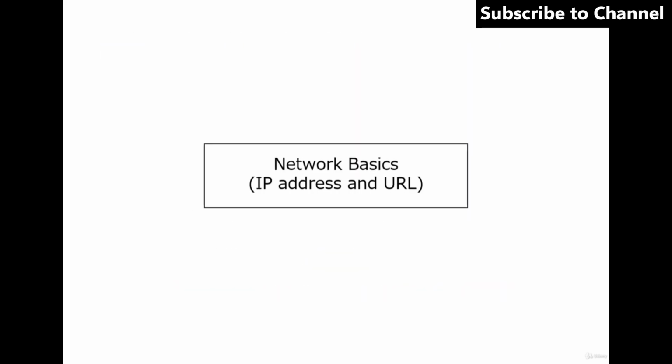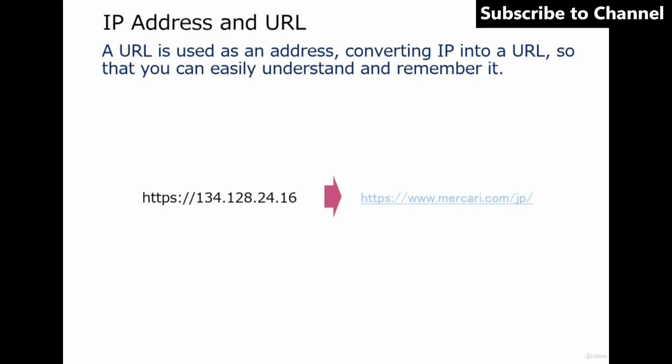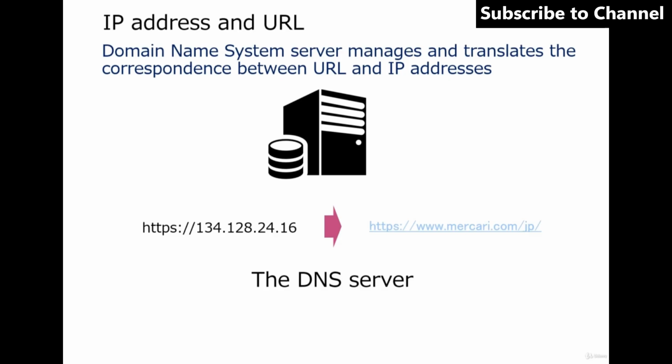With this current understanding of networks, IP addresses, and URLs completed, I'm now going to take a deeper look into IP addresses and URLs in a network. As mentioned before, the IP address is hard for people to read and remember. This is why we convert it to a URL, which is an easily readable address. To do this, there is a process of translation that needs to happen between the IP and the URL address. The IP address to URL translation is conducted at a server called a domain name system server. It's called DNS server for short.